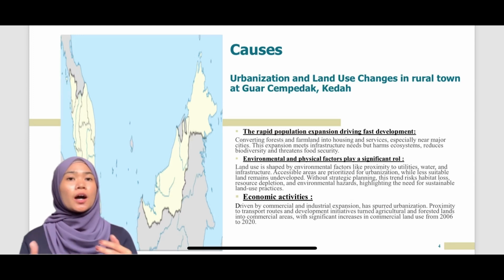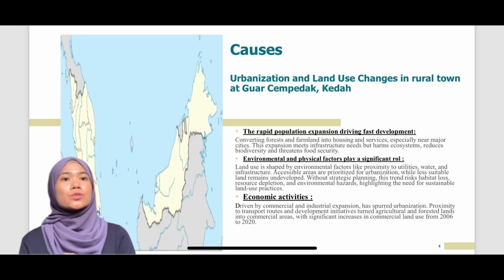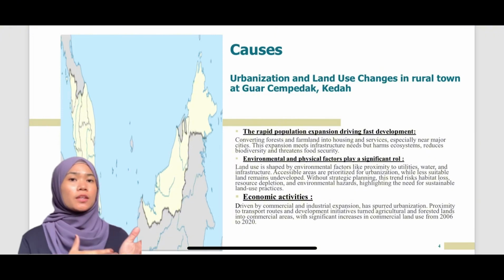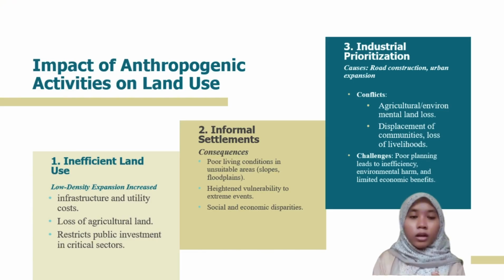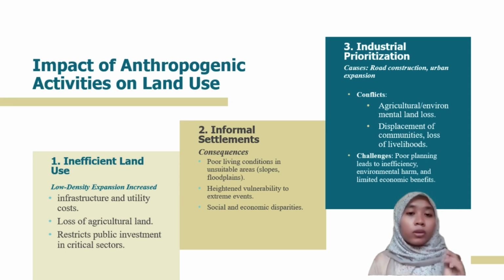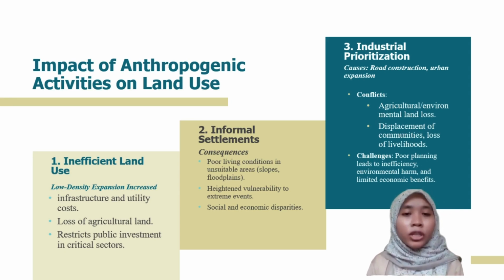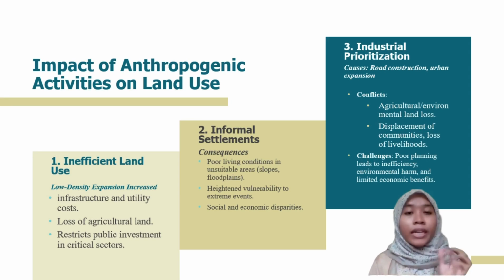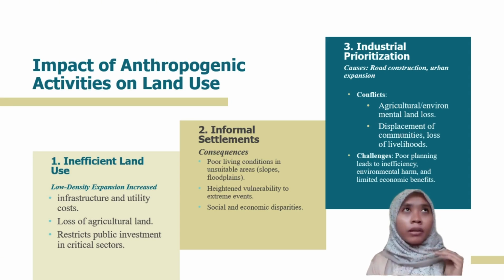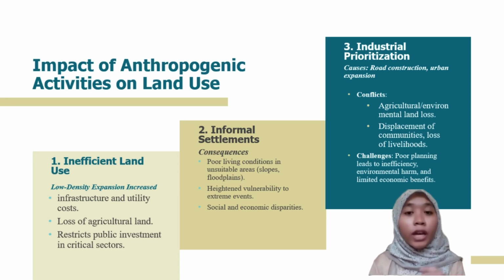This change can harm the environment and reduce the availability of land for farming or nature. Alright, moving on to the next part, which is how urban economic development is deeply shaped by how land is used. Inefficient land use driven by rapid urbanization and poor planning leads to wasteful sprawl, loss of vital agricultural land, and growing social inequality. These issues weaken cities' ability to thrive economically and sustainably.